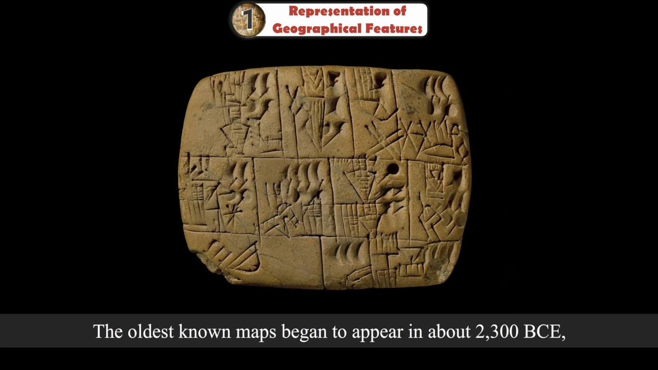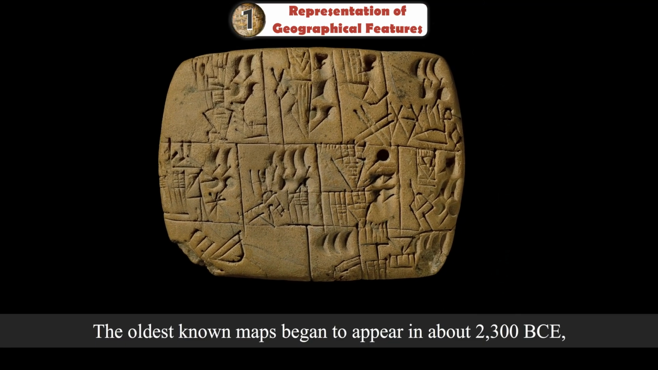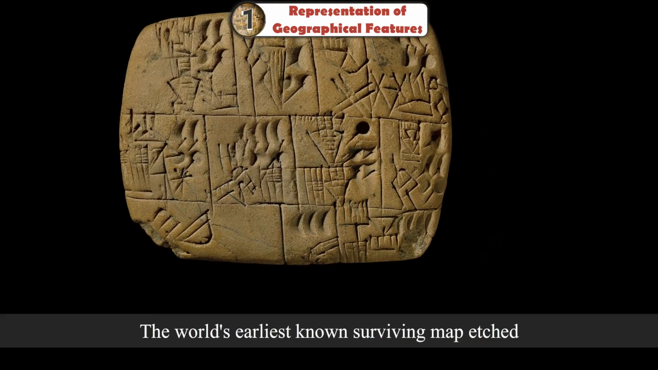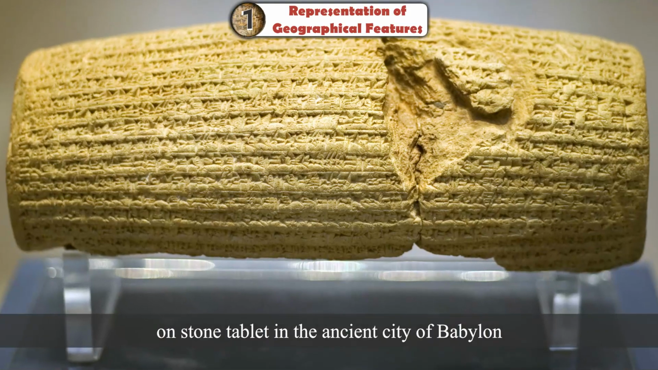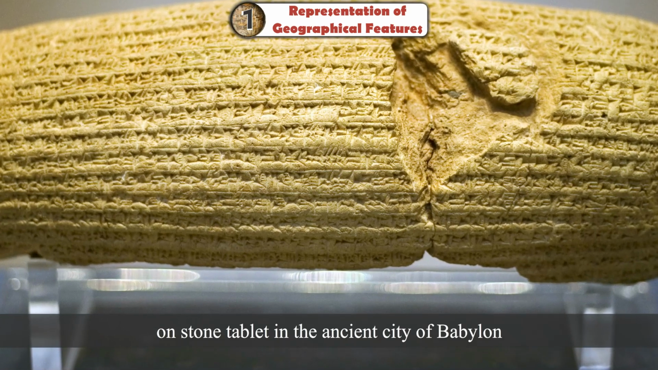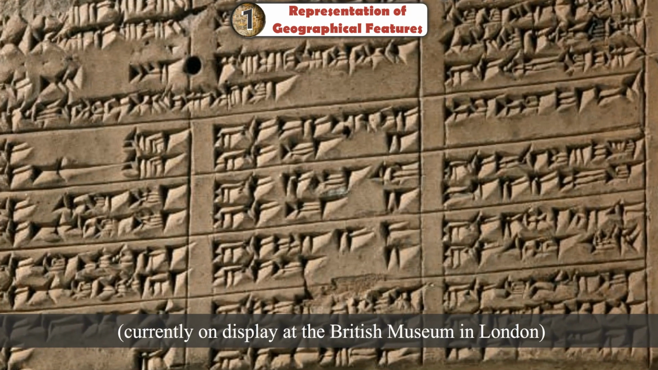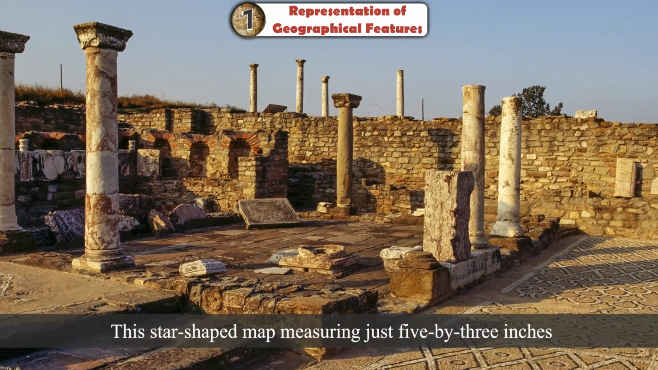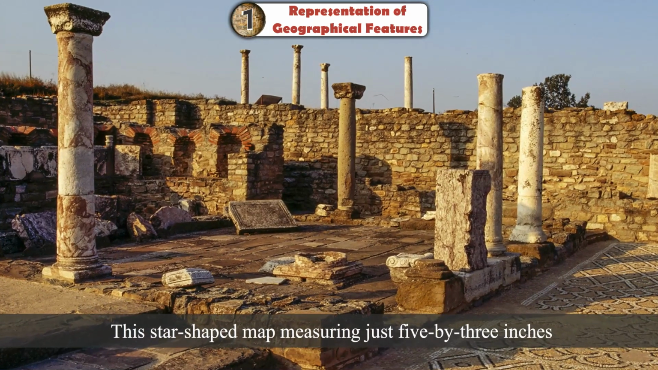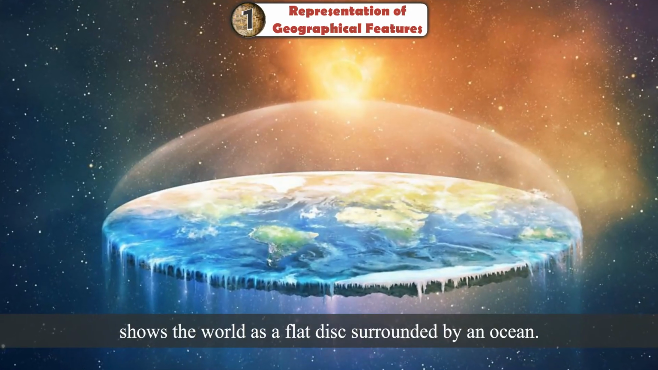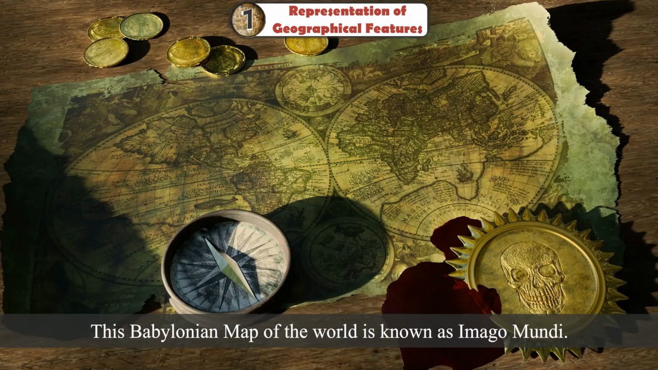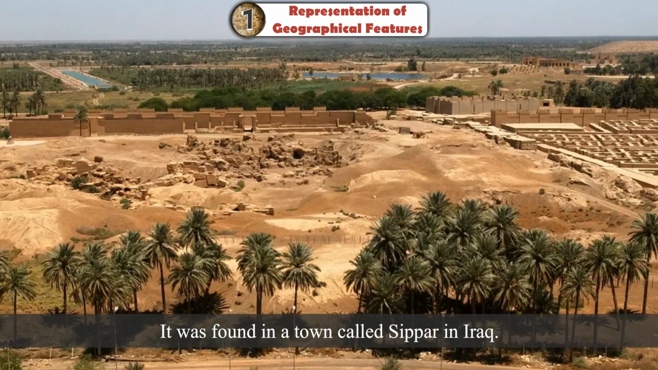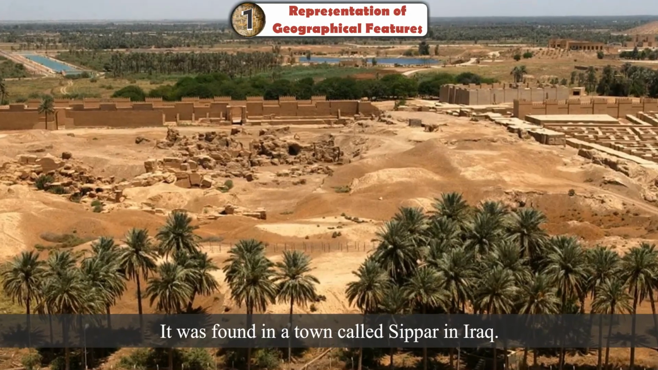The oldest known maps began to appear in about 2300 BCE, etched on stone tablets. The world's earliest known surviving map, etched on a stone tablet in the ancient city of Babylon, currently on display at the British Museum in London, dates back to the 5th century BCE. This star-shaped map, measuring just 5 by 3 inches, shows the world as a flat disk surrounded by an ocean. This Babylonian map of the world is known as Imago Mundi. It was found in a town called Sippar in Iraq.